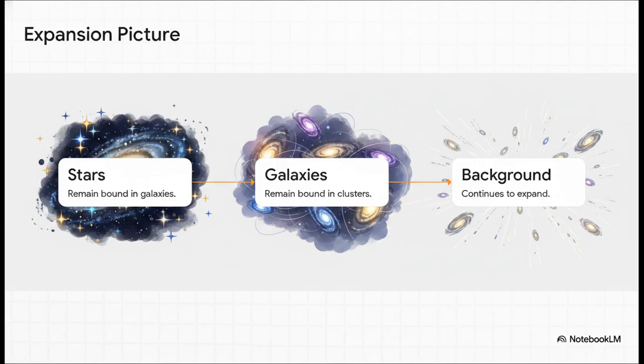And this logical framing elegantly solves our expansion picture. Bound systems remain bound, the local depth of gravity holds firm, so stars stay safely in their galaxies, and galaxies stay tightly held in their clusters. They aren't being ripped apart from the inside. Instead, it's only the vast empty background between these unbound, large-scale structures that actually stretches and expands.